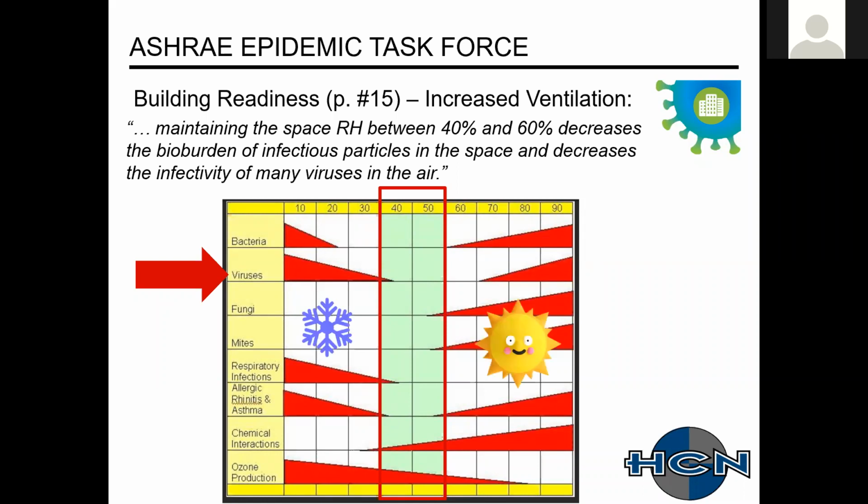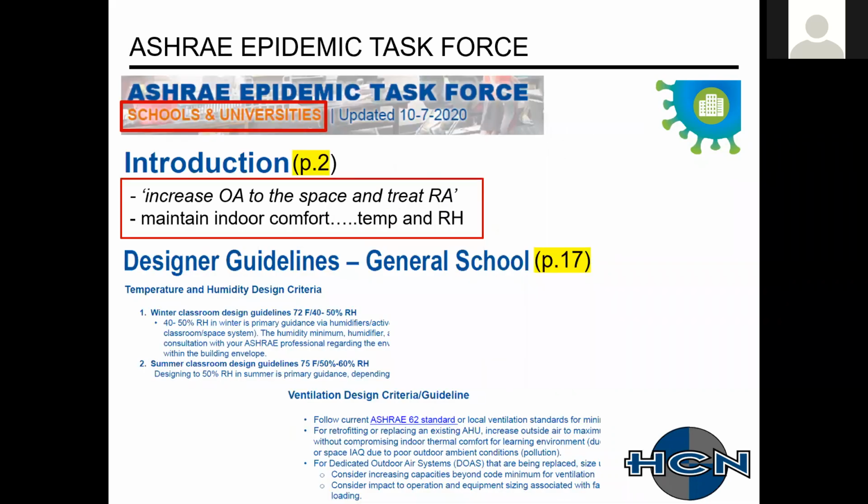And then once again, just to emphasize, typically on the left, in heating, we have difficulty maintaining RH. And in the summertime, when it's hot and humid out, we often have difficulty maintaining our RH low enough to maintain comfort conditions. All right. And then switching to schools and universities, just to reiterate, the document has two spots, the introduction as well as the designer guidelines, where they talk about increasing the outside air and also maintaining indoor comfort for your temperature and humidity.